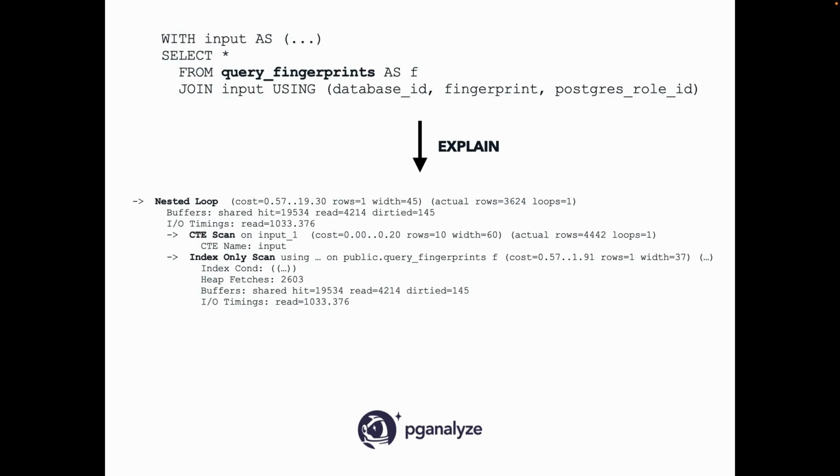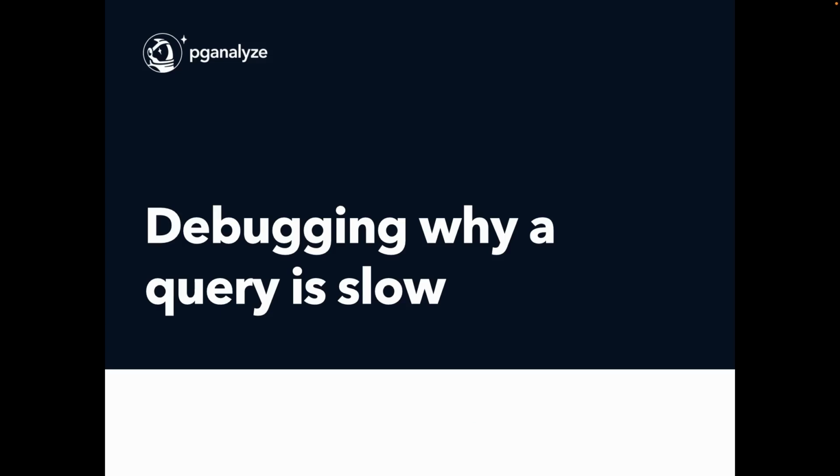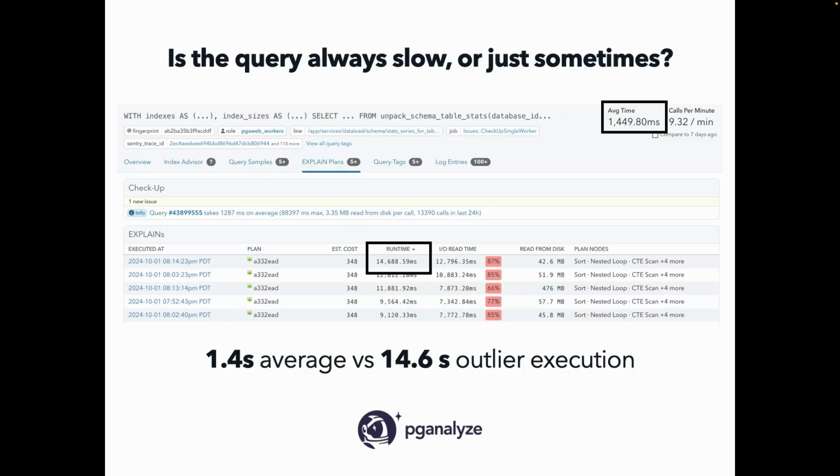Because that's, I think, oftentimes where, if you have application engineers trying to optimize a query, this is where they'll struggle. They might know about explain, but they probably don't know much about how to work with complex queries. Now, what is a good mechanism for debugging why queries are slow? One of the things you can ask yourself is, is a query always slow, or is it just sometimes slow?